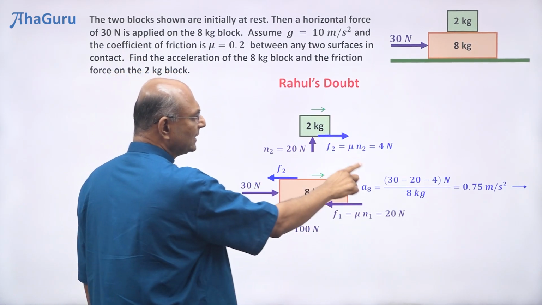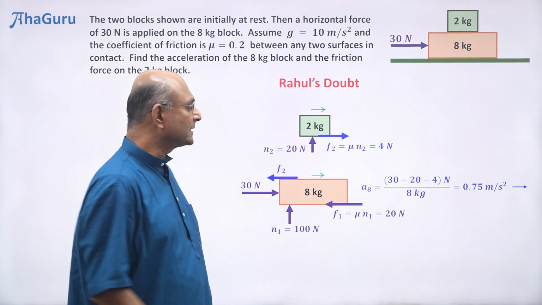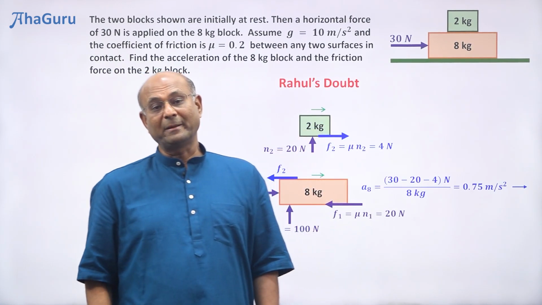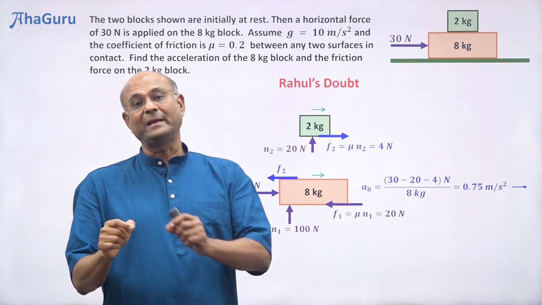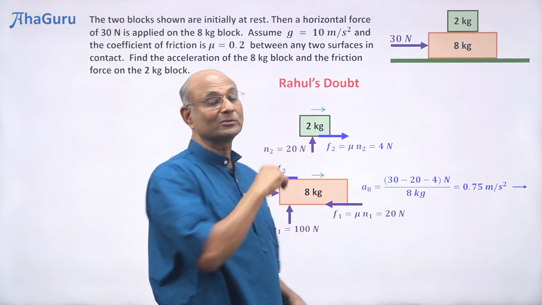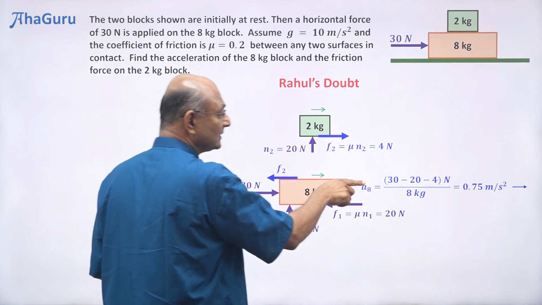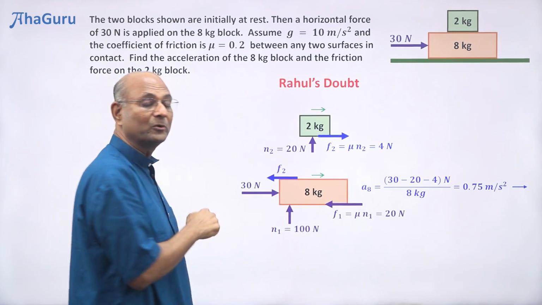Then what do you get? 30 minus 20 is 10, 10 minus 4 is 6, 6 newtons by 8 kg, that is 3 by 4, 0.75 meters per second square. Is that correct? Well, it turns out that is also not correct, and we will come to that in a minute. Okay? So this is the acceleration you get once you put this force.